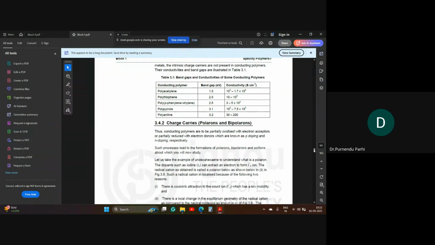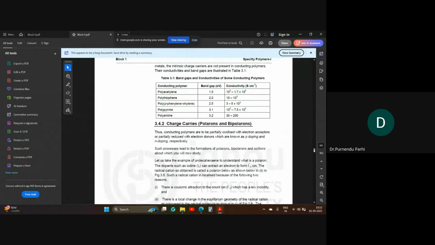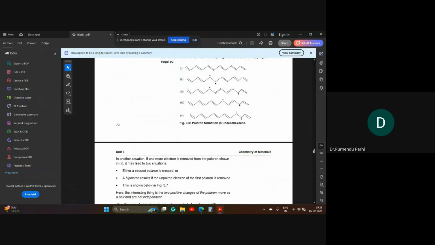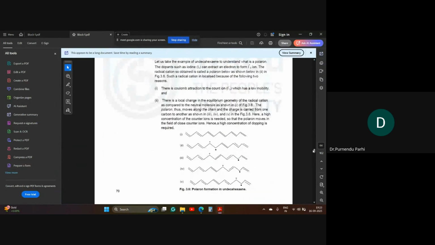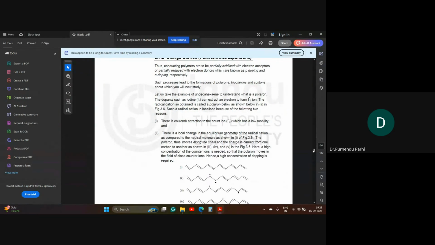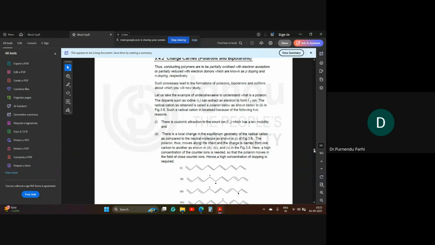So there are different kinds of addition of the dopants. So depending on the addition of the dopants, you will get different kinds of structure. So here is the structure of polaron formation in undecahexene. You will get this kind of structure, and this is called a polaron.